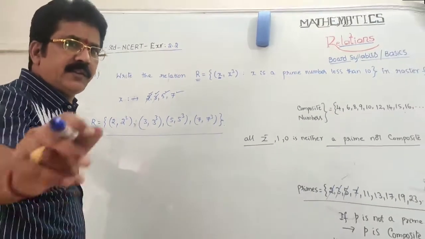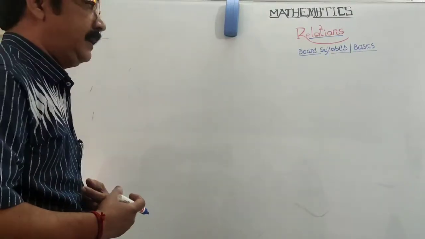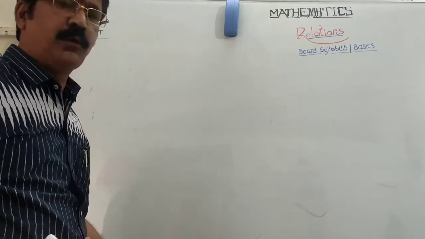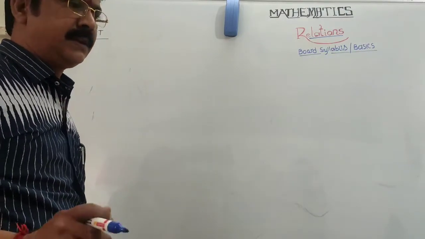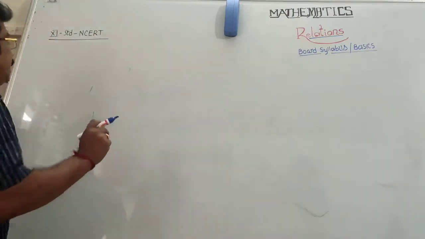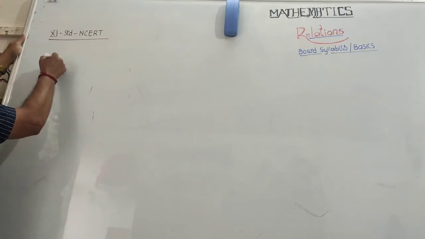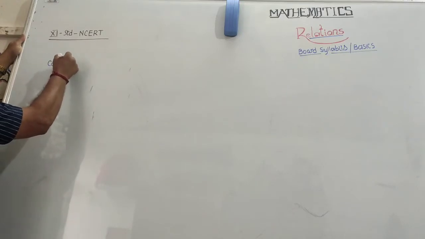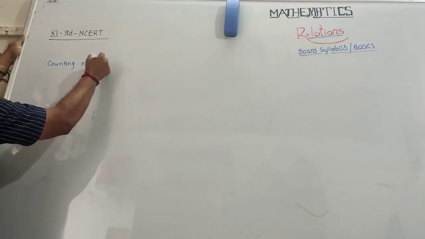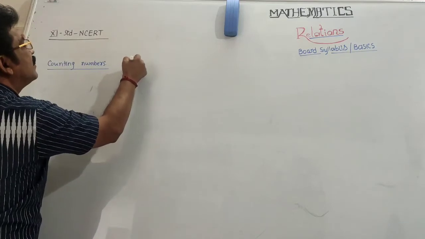Understand? Hence the problem. Before doing example 19, I wish to explain some basic points about the number system. First, natural numbers. Natural numbers, as I already said, is the set of counting numbers. These are called natural numbers.